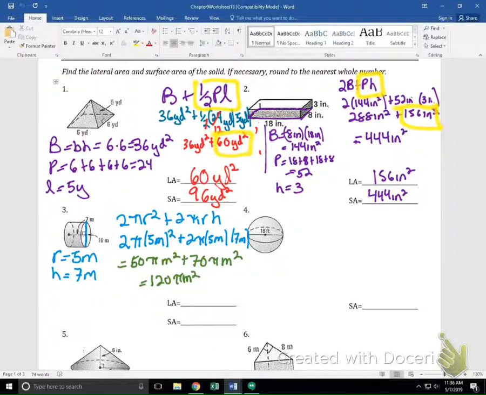Okay, so Mario, in your calculator, you're going to put 120 times pi. 376. Do we round up? If it's a 0.5 or above, you round up. 377 meters squared. To find the lateral area, it's the second half, so it's 70 times pi. What is 70 times pi?